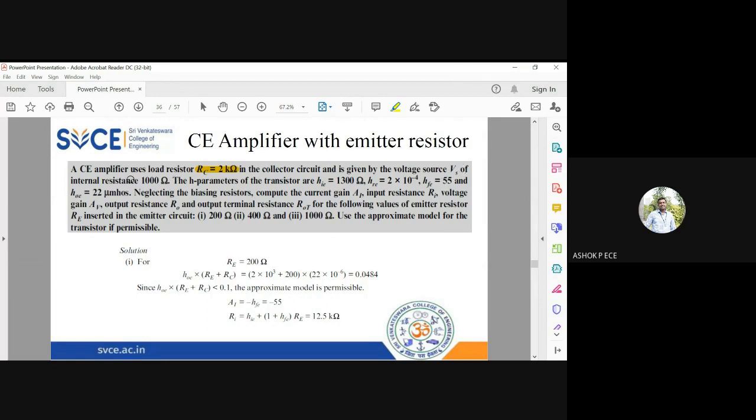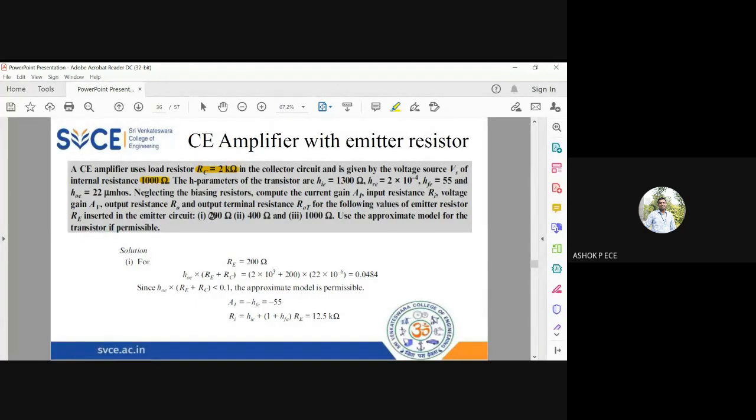Voltage source VS is having a resistance of 1000 ohms. This is going to be your RS. H parameters are given. HIE is 1300 ohms. HRE, HFE. HFE is your beta. Okay. So neglect the biasing resistor. They're asking you to find the four parameters: input resistance, output resistance, voltage gain, and current gain.